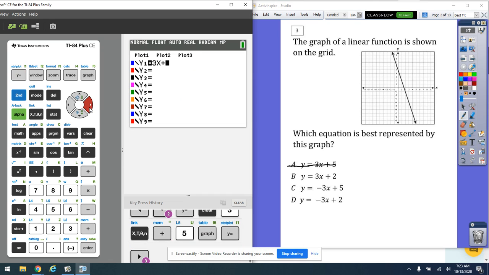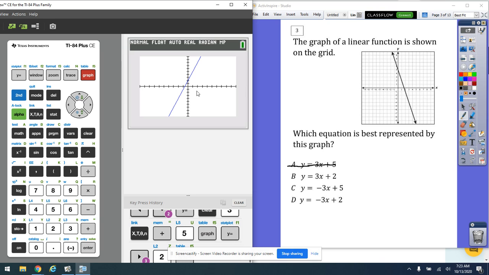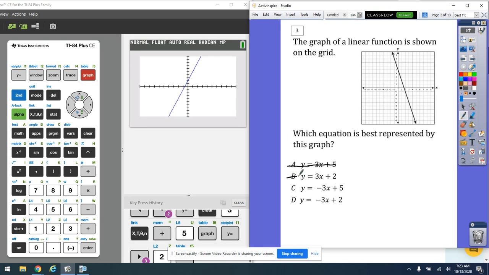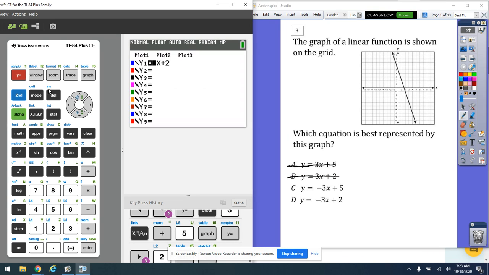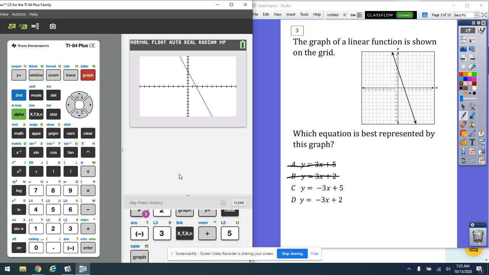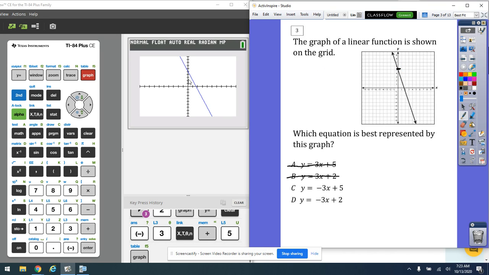3x plus 2, graph it again. It's going this way. That one's going this way, so it's not B. So negative 3x plus 5, graph. Hey, it looks like it's going down the same way. Does it hit the same point? So it looks like it's hitting at 5. So if I take a look, 1, 2, 3, 4, 5 has the same one here. And basically that's going to be our answer choice for this one.